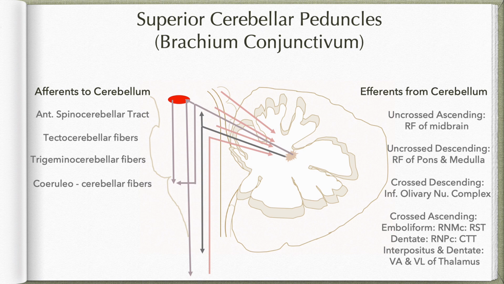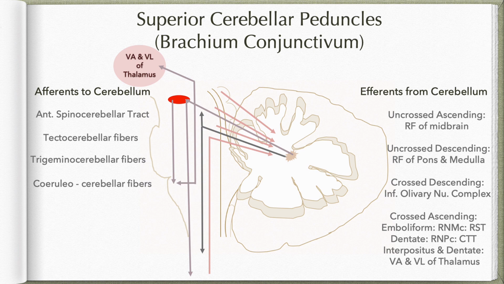The second major output which is included in the crossed ascending fiber bundle is to the thalamus, that is both from the nucleus interpositus and from the dentate nucleus. The fibers will ascend and cross to the opposite side ventral anterior and ventral lateral nucleus of the thalamus. From the thalamus, the information will be reaching the cerebral cortex.